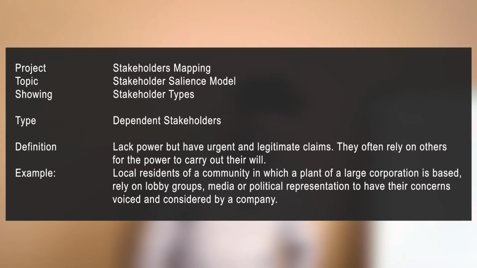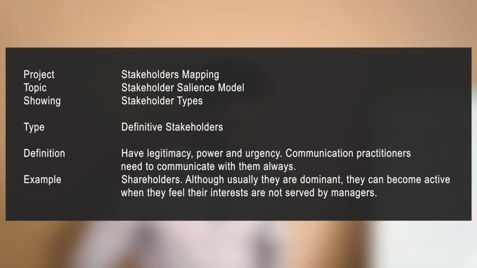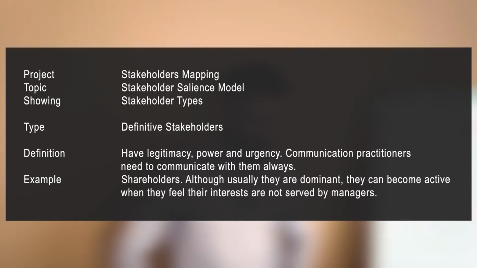For example, local residents of a community in which a plant of a large corporation is based rely on lobby groups, media, and political representation to have their concerns voiced and considered by a company. And finally, the definitive stakeholders, they have legitimacy, power, and urgency. Communication practitioners need to communicate with them always. For example, the shareholders.